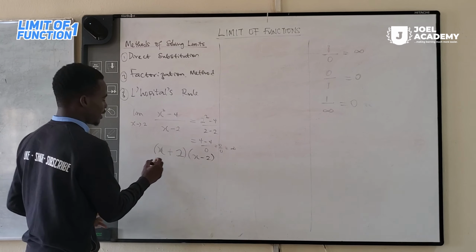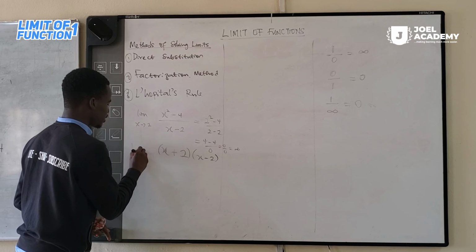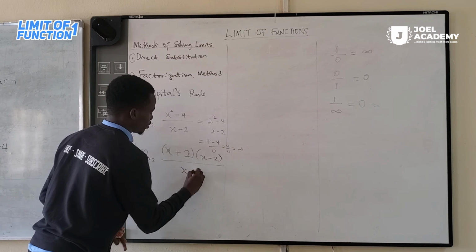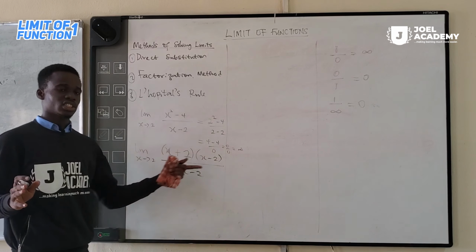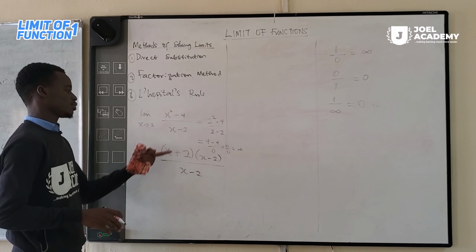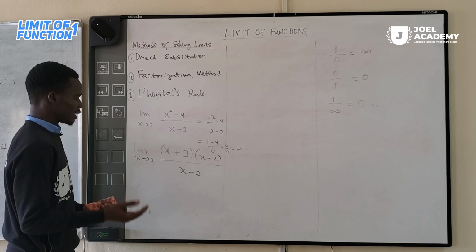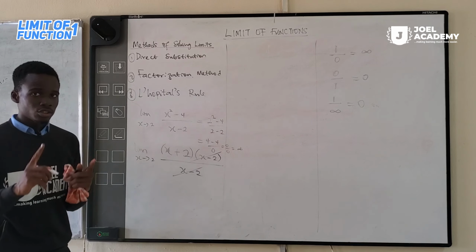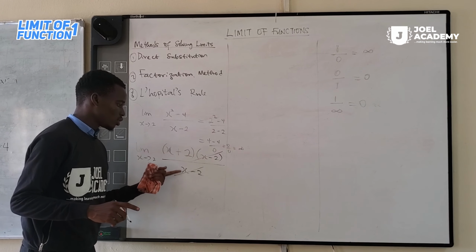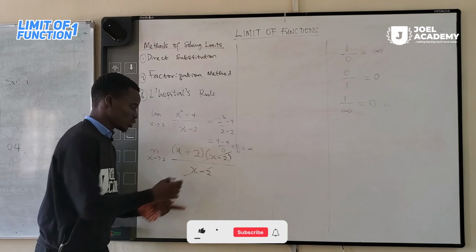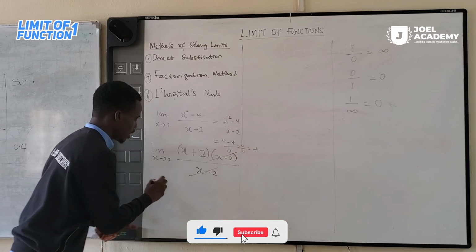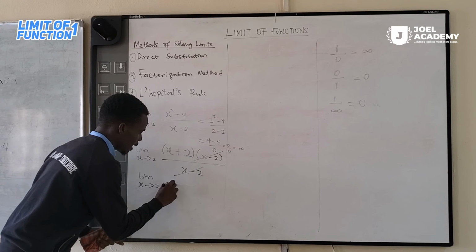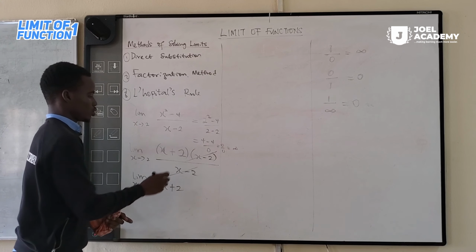Then rewriting this, we'll be having limit as x tends to 2 of the numerator over x minus 2. This and this are the same. If you expand, you're still going to get this. We're just factorizing to make it better. And at the end of the day, we'll be having x minus 2 cancel x minus 2. Mind you, these two are multiplying themselves, divided by this, so this can easily cancel out. And then we'll be left with limit as x tends to 2 of x plus 2.